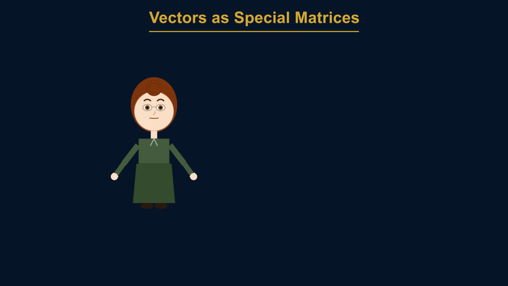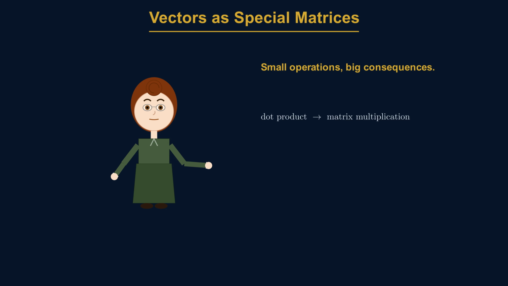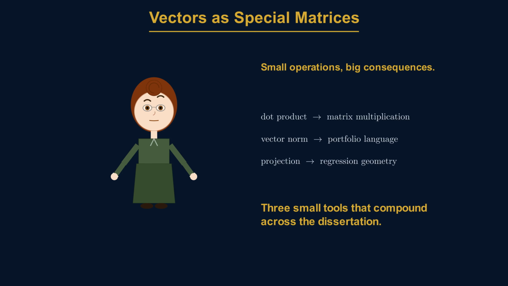Ruth gets up from her desk. She has finished this section of her chapter. Everything she just wrote in it does more work than it looks like at first. The dot product is going to show up everywhere as soon as matrix multiplication enters. The norm is the language that she'll use to talk about portfolio construction, and projection is the geometry that she'll come back to when the dissertation reaches the regression chapter near the end. Three small operations, all set up to compound and become very important later on.